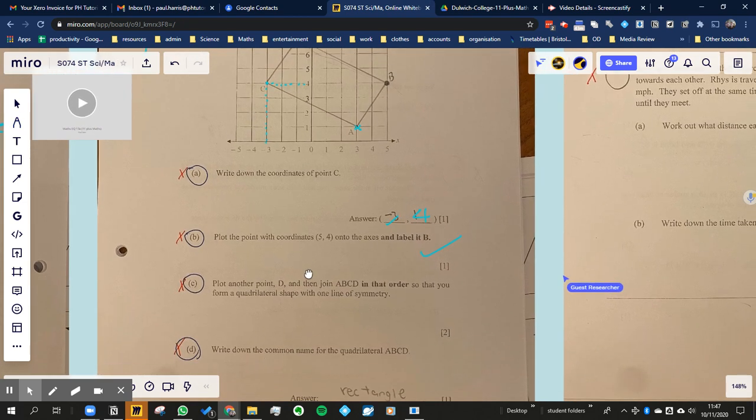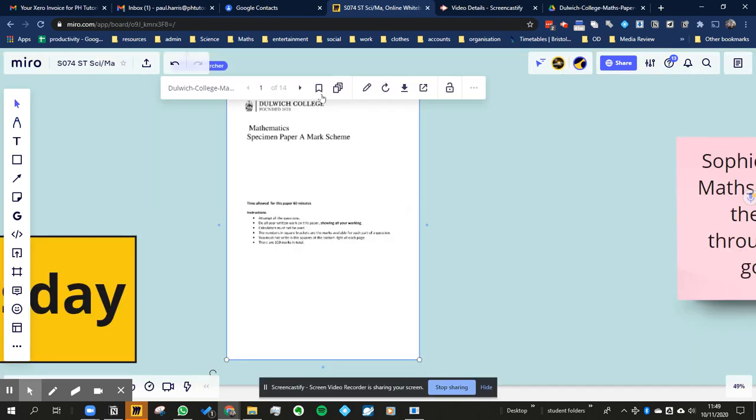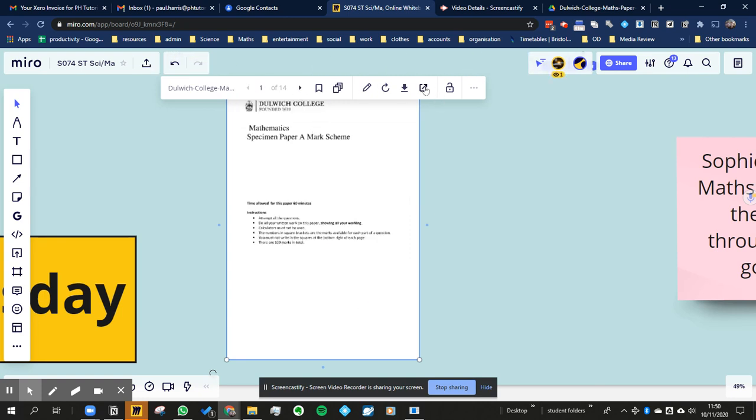Next one, it says, plot another point D, and then join A, B, C, D. So first of all, you just have to work out how to plot D. So that's D, so that they form a quadrilateral shape with one line of symmetry. I believe that's right. What we can do is use the answer scheme to check it out. You can't actually look at it on the Miro whiteboard when you flick through, but if you open it up by clicking on the little arrow, you can see it.